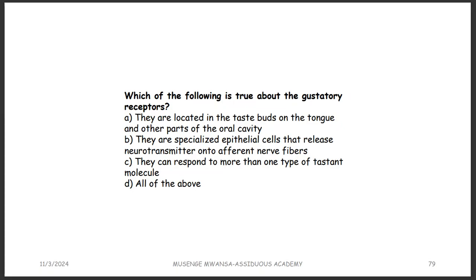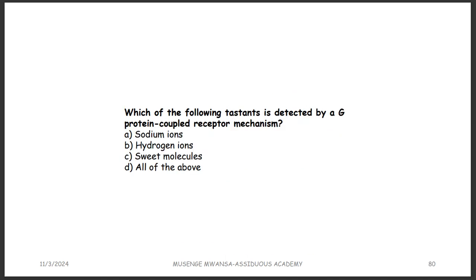All right. Which of the following is true about the gustatory receptor? They are located in the taste buds, on the tongue, and other parts of the oral cavity. They are specialized epithelial cells that release neurotransmitter onto the afferent nerve fiber. They can respond to more than one type of tastant molecule. All of the above. I think I also go with this one.